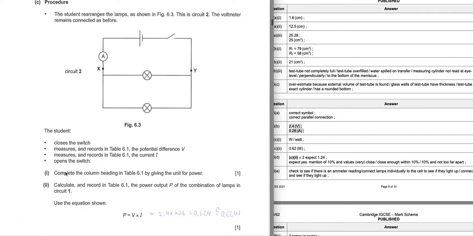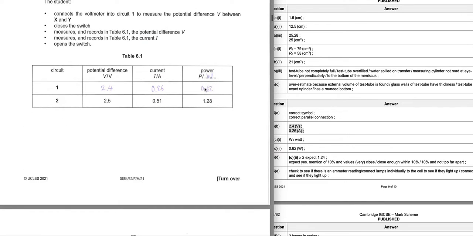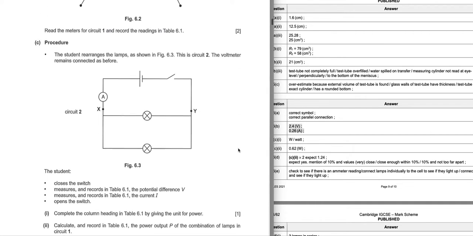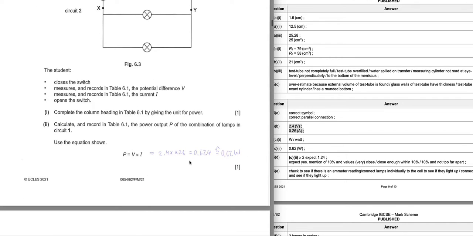It asks you to complete the column heading, so you've got to enter in your watts. I've entered in a W, and then you're asked to calculate it, and you've got your value of 2.4 times 0.26 equal to 0.62. The equation is given to you later in the question, but there's also one that you will know from the extended paper 4. So we've done our table filling in. We then rearrange the lamps, and this is called circuit 2. We close the switch and we measure our values. Here you can see my calculation down here.